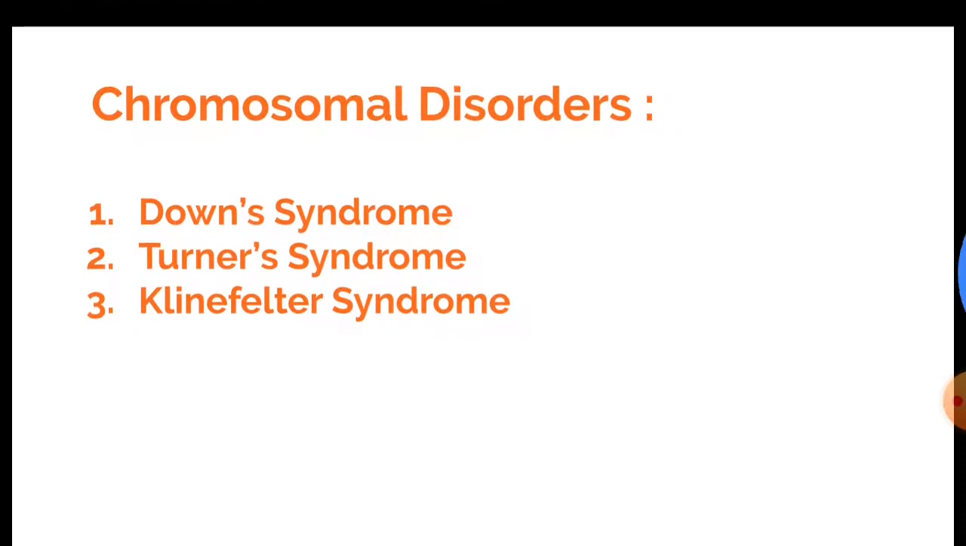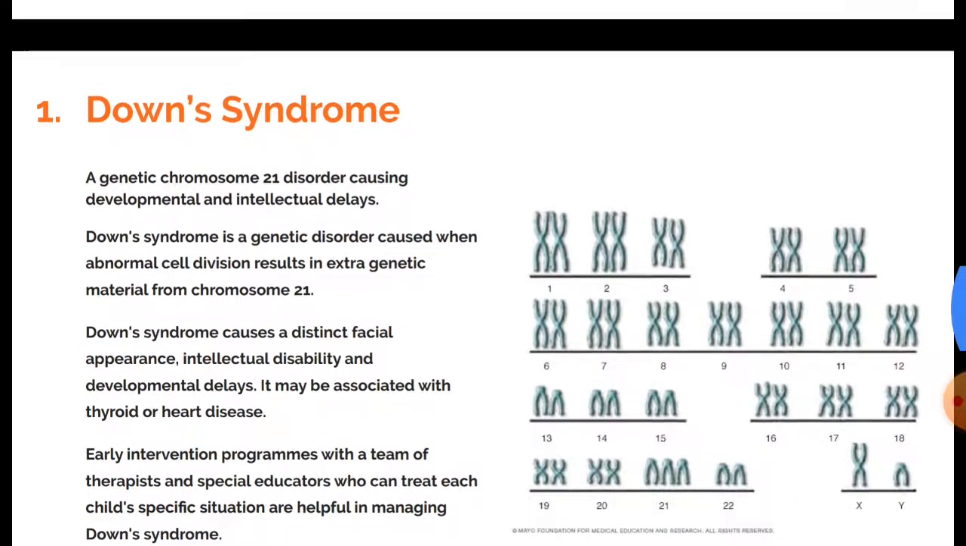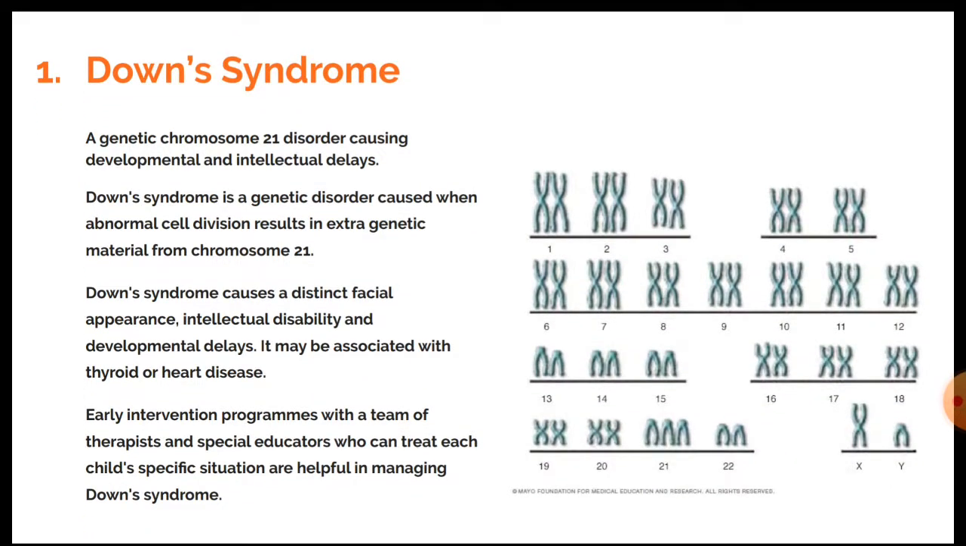Now, we'll discuss a few examples which occur due to chromosomal disorders, that is, the ones we have to discuss according to your syllabus: Down syndrome, Turner syndrome, and Klinefelter syndrome. We'll take these up one by one. First of all, we'll take up Down syndrome. Down syndrome was first reported in 1866 by Langdon Down.